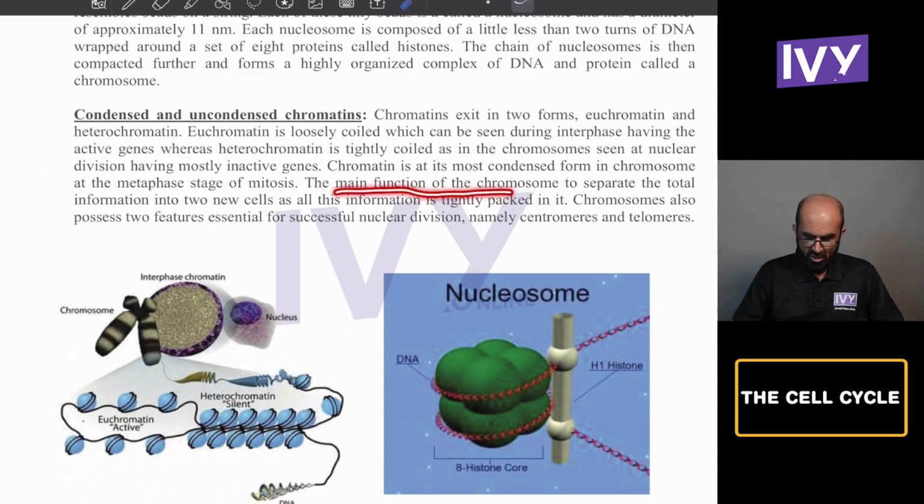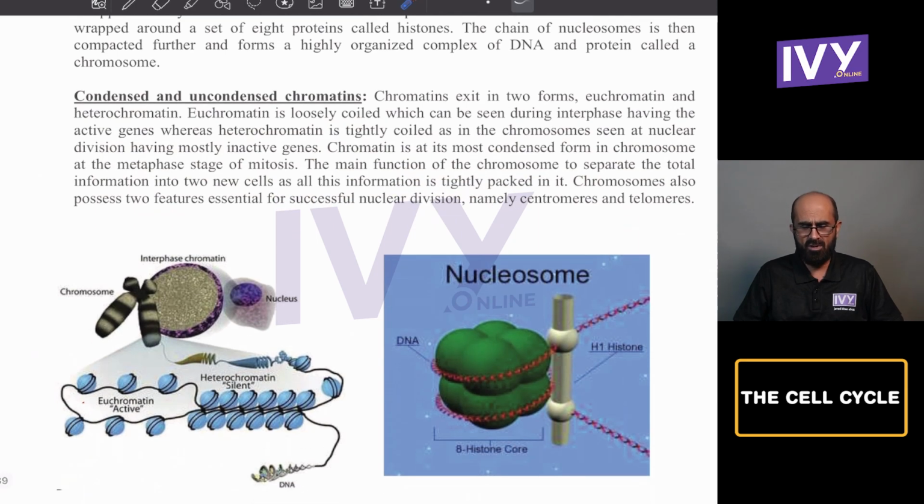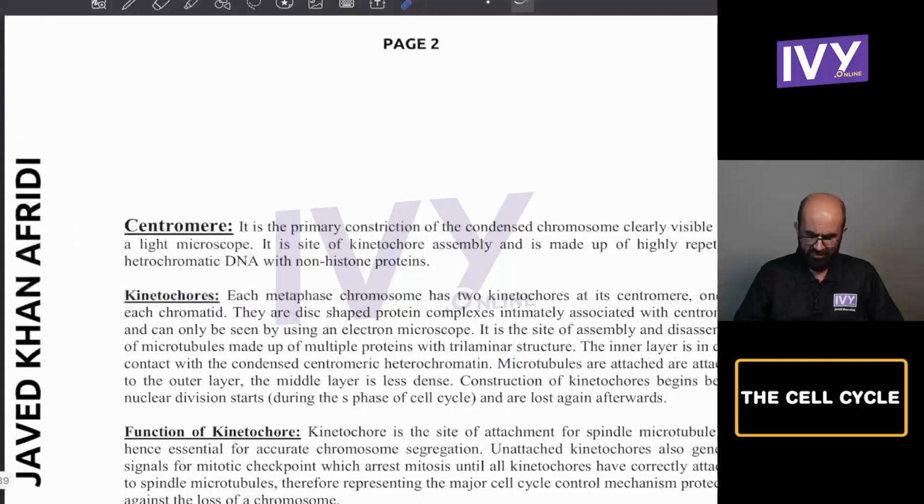The main function of the chromosomes is to separate the total information into two new cells, as all the information is tightly packed in it. Chromosomes also possess two features essential for the successful nuclear division. One is called centromeres and the other one is called telomeres. We talked about the centromere to some extent. However, we didn't talk about the telomere. We will discuss telomere in today's lecture.